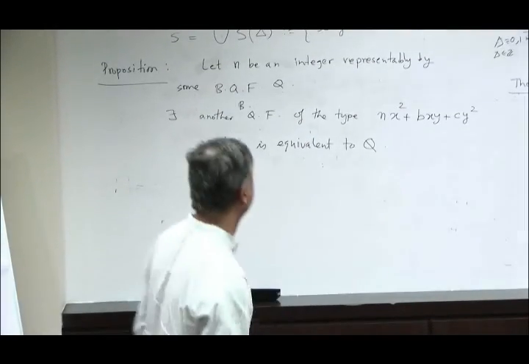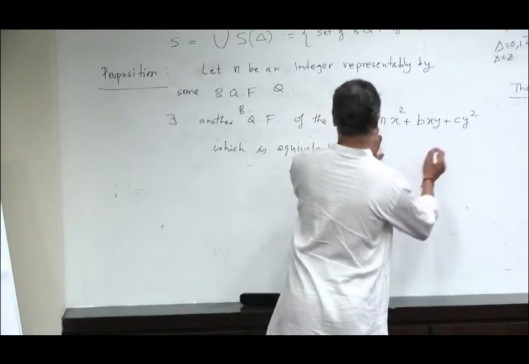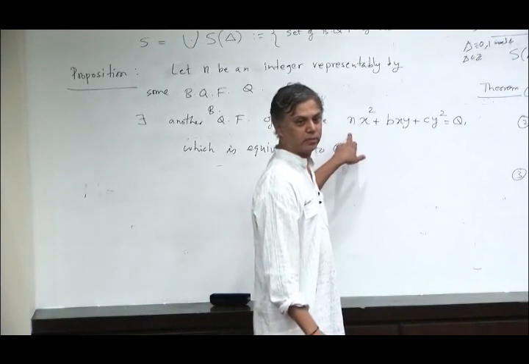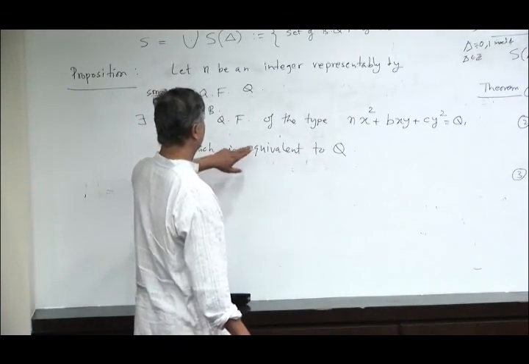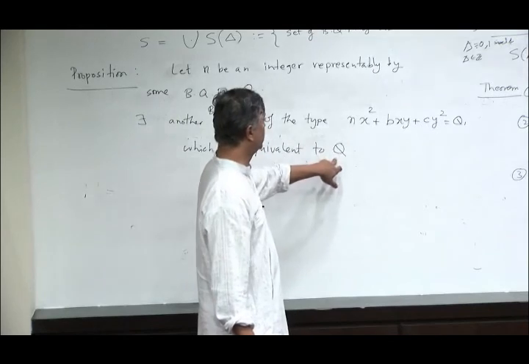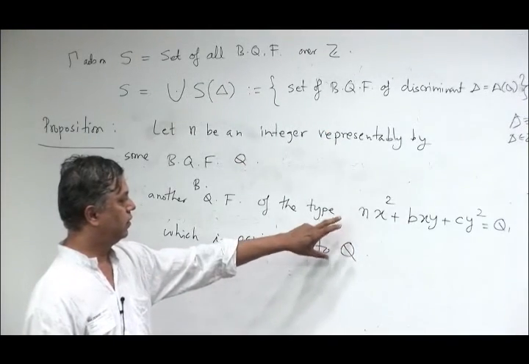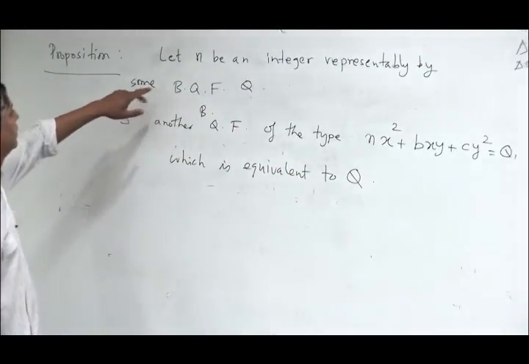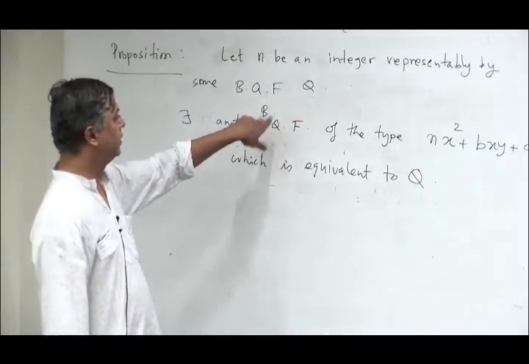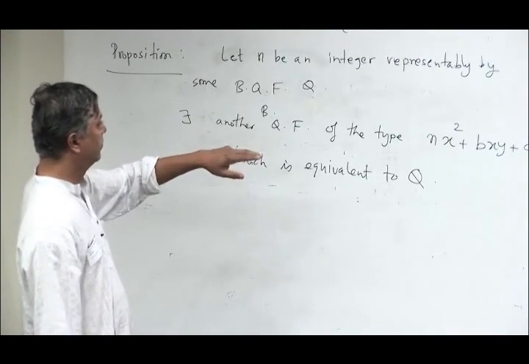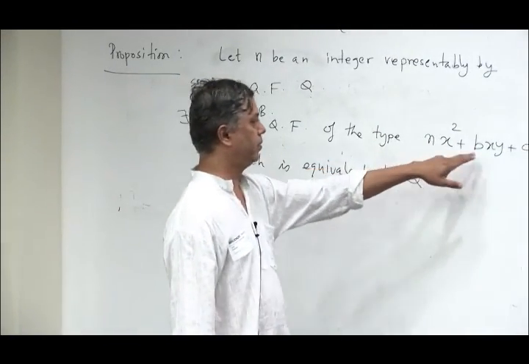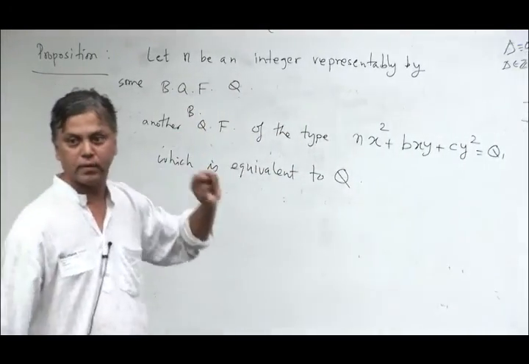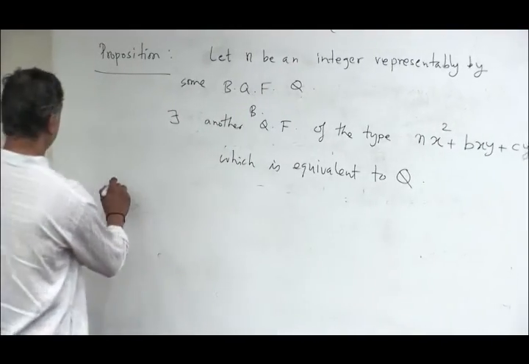So what one is saying is that obviously if I take q1 to be this, then q1(1, 0) represents n. If q1 is equivalent to q, then we know that q will also represent n. What needs to be shown is that if n is representable by q, then there is some quadratic form which starts with n, meaning nx² + bxy + cy², which is equivalent to q. That's the main thing. Okay, so let's just do that.